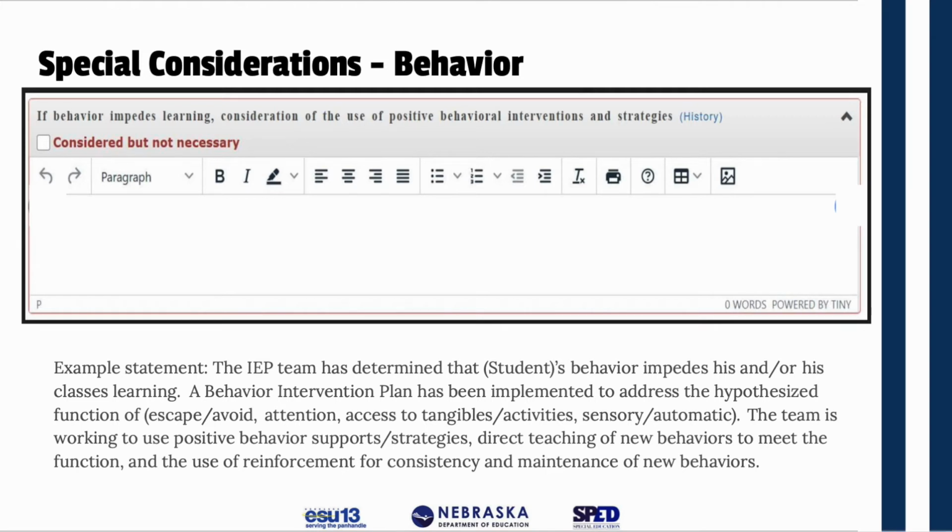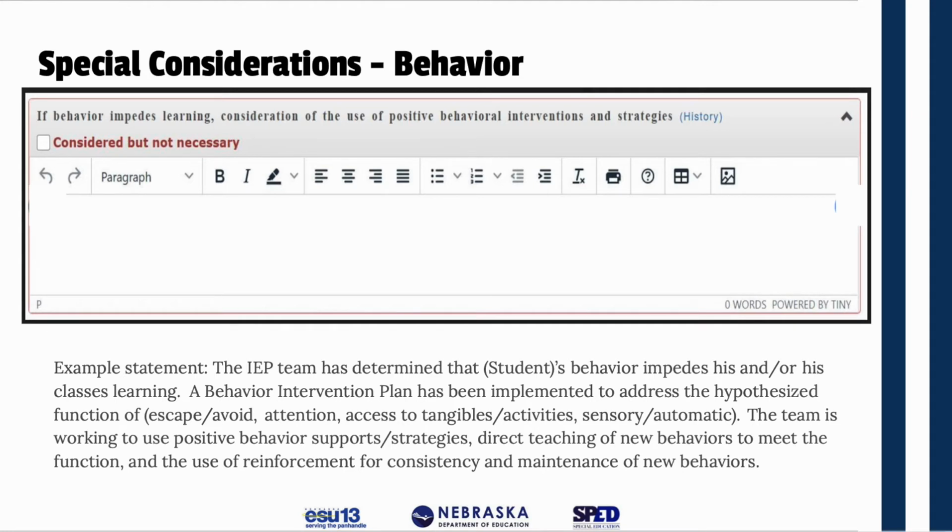So on this, earlier I described different items that our BIP should have in it. And if you have a BIP that checks all of those boxes, then you might have a statement such as the example given. The IEP team has determined that John's behavior impedes his and or his class's learning. The behavior intervention plan has been implemented to address the hypothesized function of, and then we would put either escape avoid, attention, access to tangibles and activities, or sensory automatic.